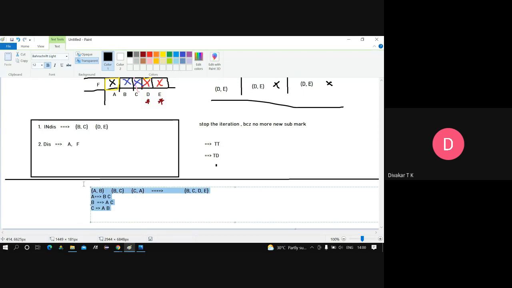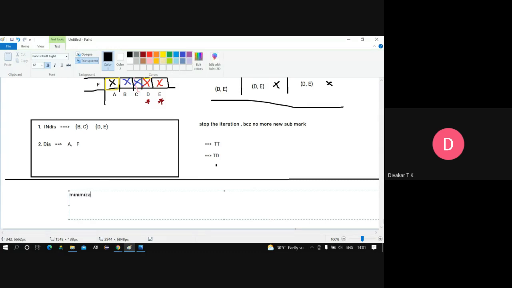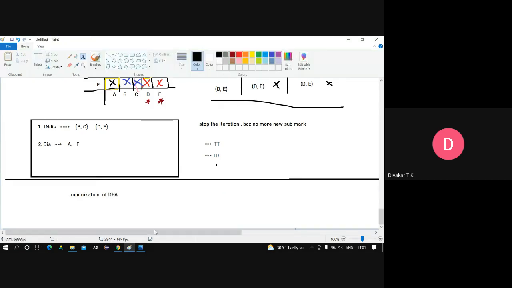The name itself is telling that indistinguishable cannot be made distinguishable. Okay, so that's all about minimization of DFA. Now we are moving to the next set of problems on Thursday. So thank you all, take care, bye bye. You can leave the session.